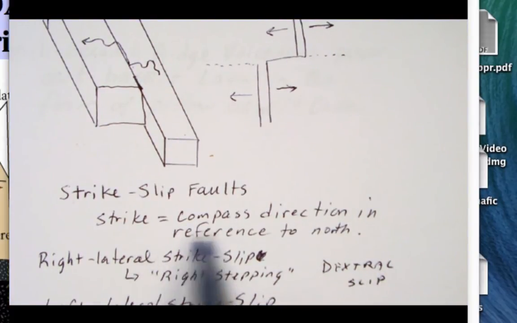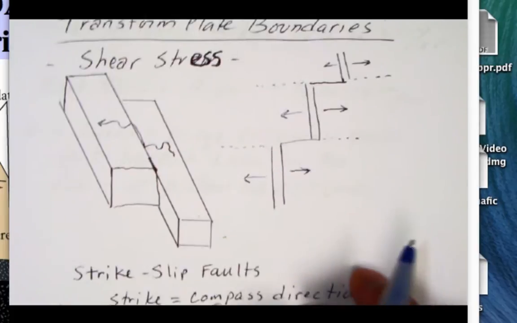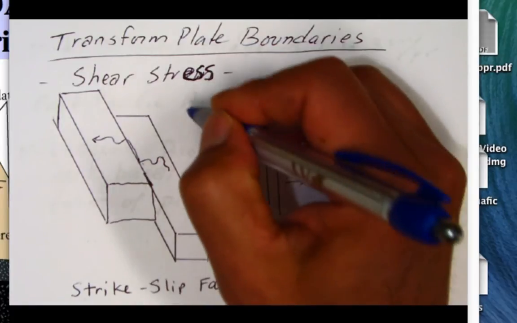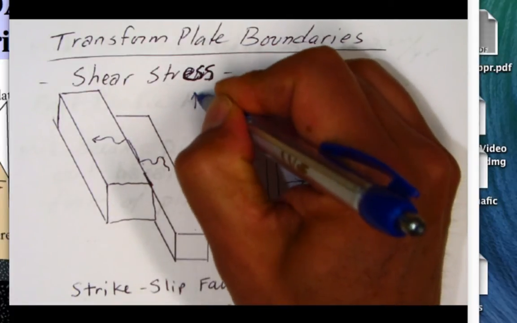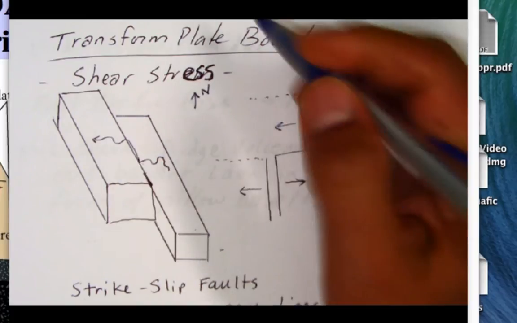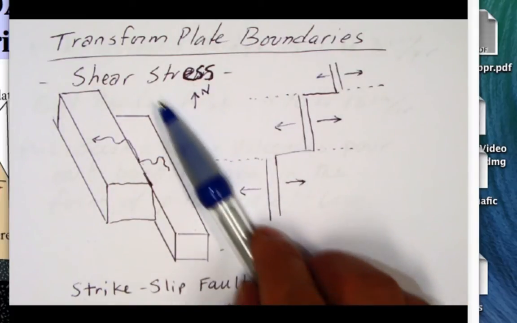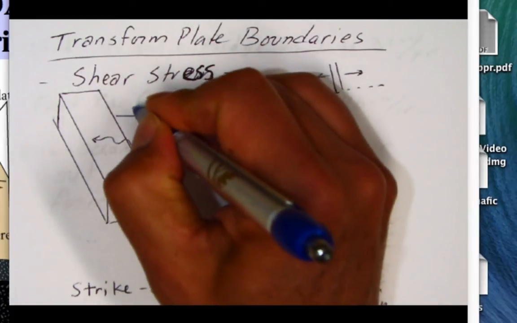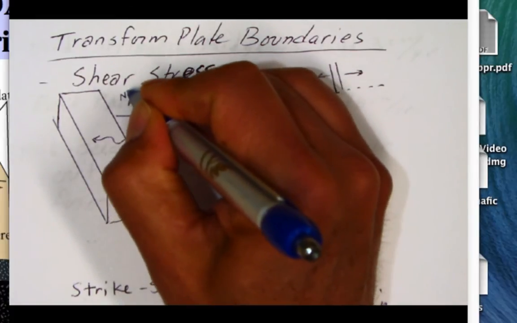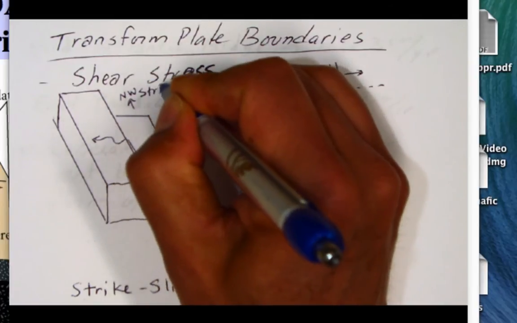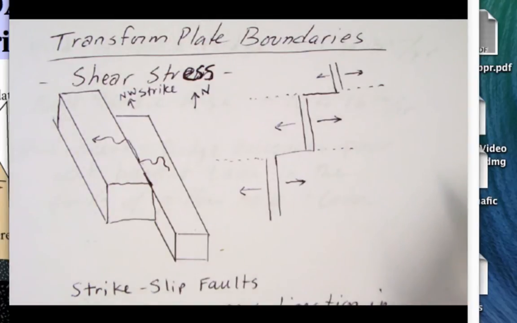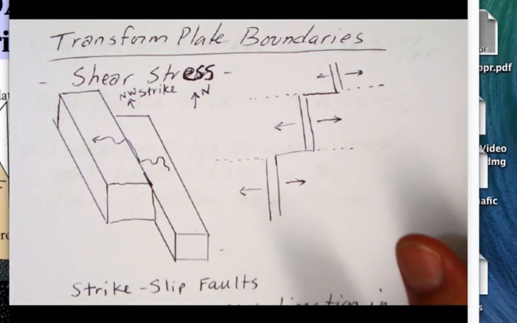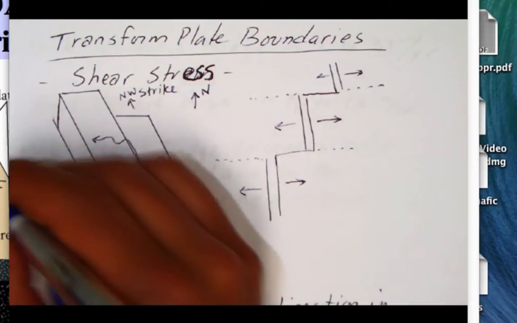Remember, strike is a compass direction. In this case, I'm in reference to north. So usually, for example, on this one, let's say we had a north arrow indicating the north direction. Since this fault is trending slightly to the west of north, we would say that it would have a northwest strike, a northwest strike. So that's the direction, right? The horizontal direction.